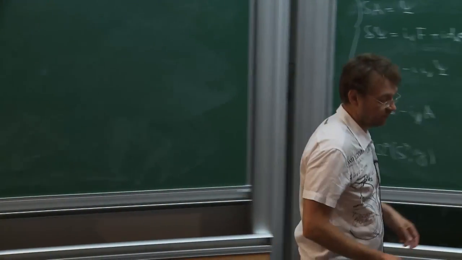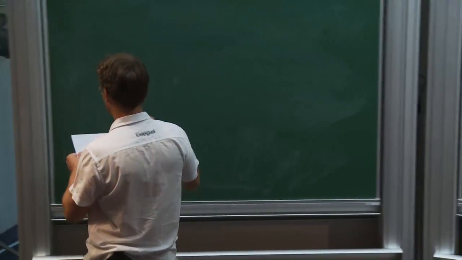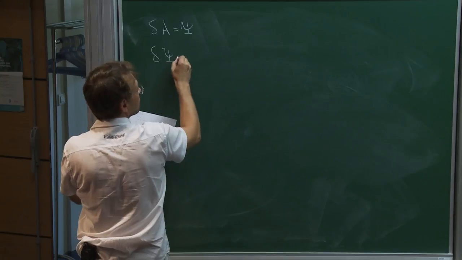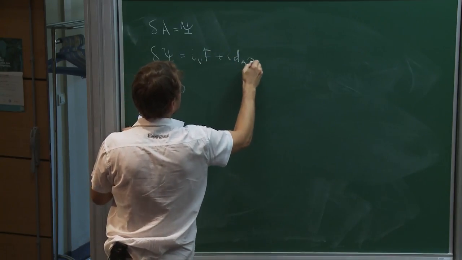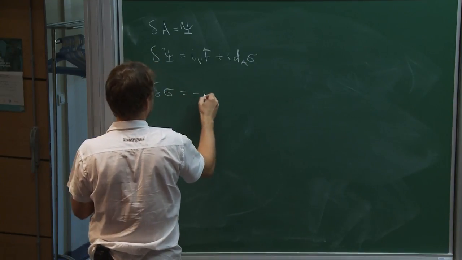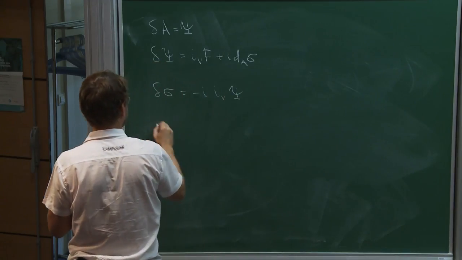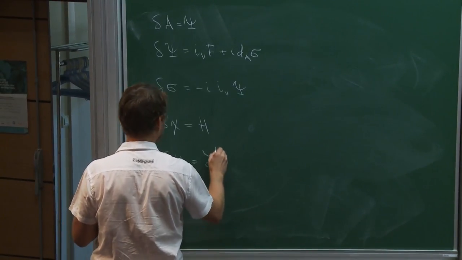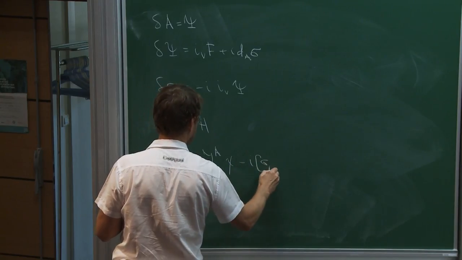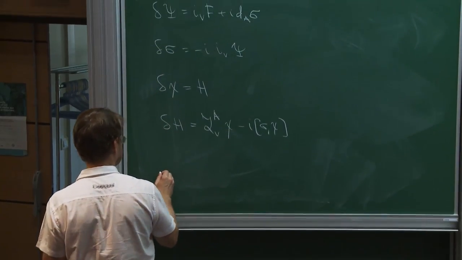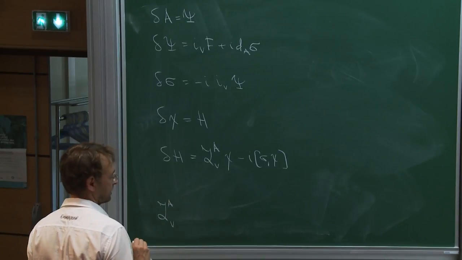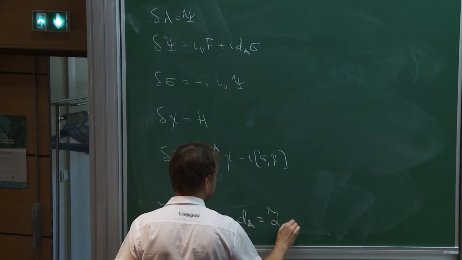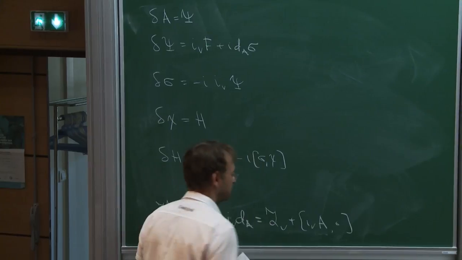So actually, the full set of fields, I have to add more fields here. So the full transformations will be the following. Then I add chi is h, and delta h is L_V^A chi minus I sigma chi. Here the convention is that L_V^A is a covariant version of the Lie derivative, which is just D_A I_V plus I_V D_A, which is the same as the Lie derivative plus I_V A. And I'm not using physics conventions. I hate both sides.